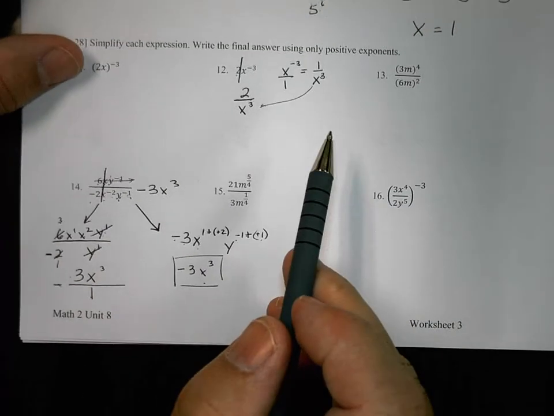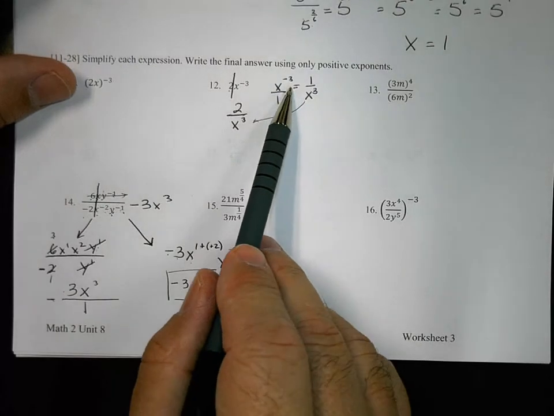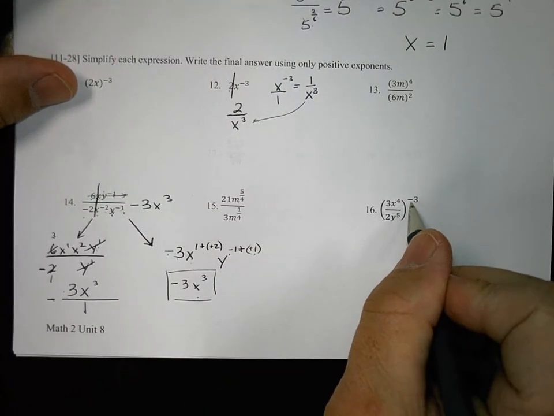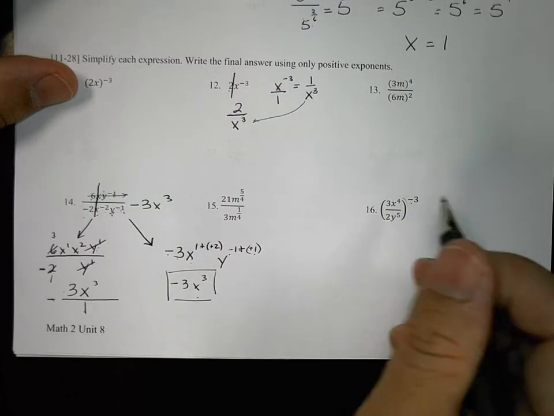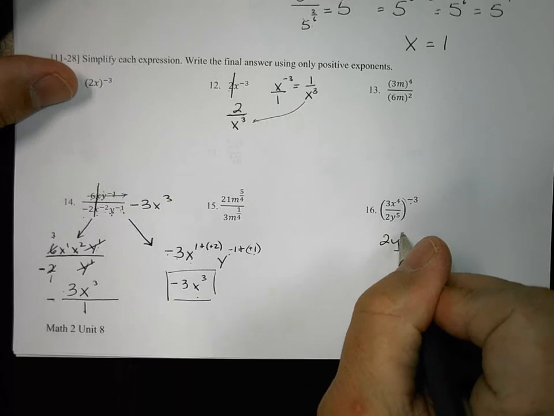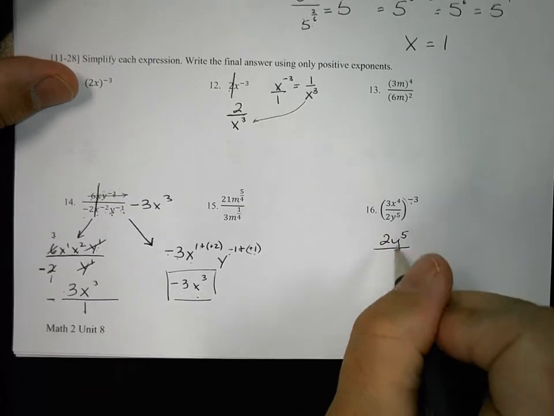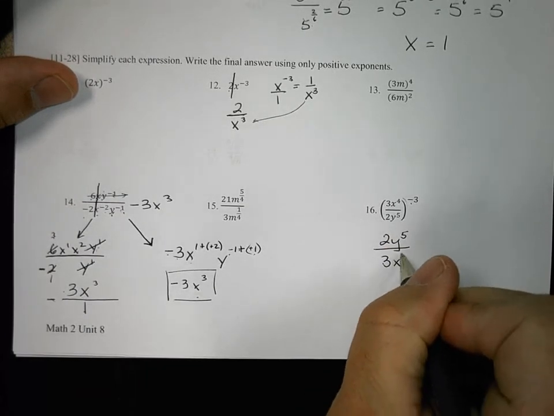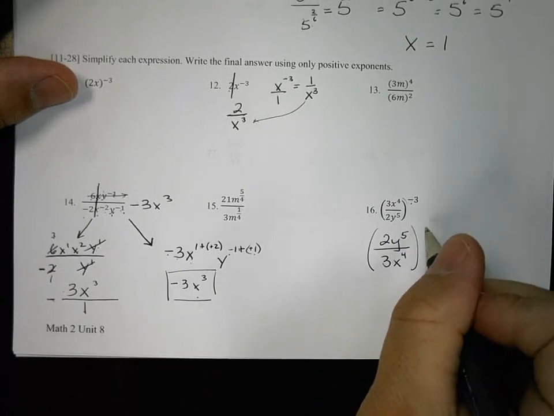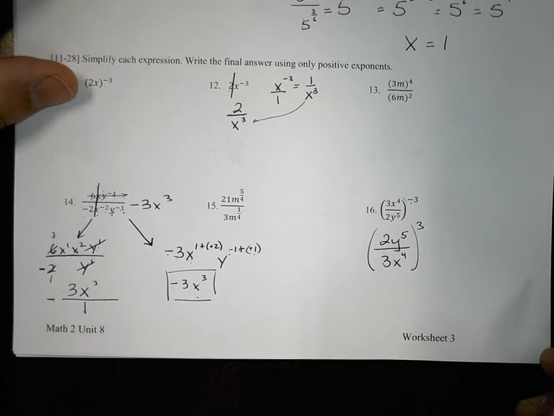As I mentioned up above here, negative exponent really means reciprocal. So what we can do with this guy is we have a negative exponent. So everything inside the parentheses is flipped, the reciprocal. So this becomes 2y to the 5th over 3x to the 4th. Okay? And again, this whole thing is now multiplied by positive 3.